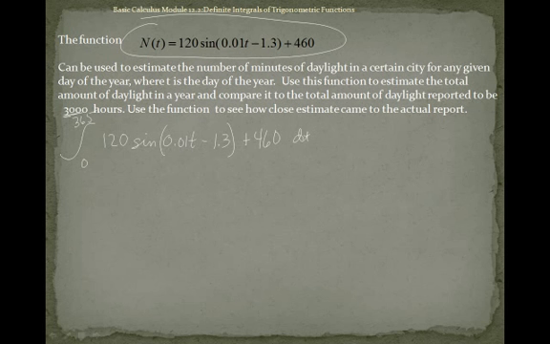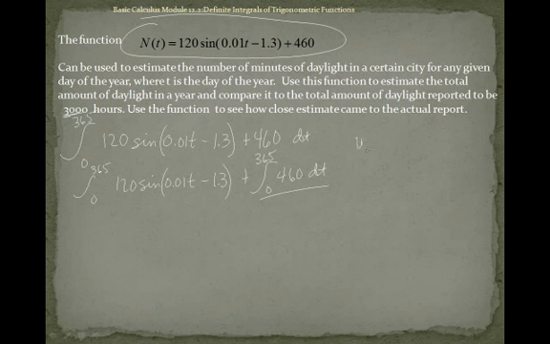So again, we're going to write this as two parts. We're going to write this one as the integral from 0 to 365 of the 120 sine 0.01t minus 1.3 plus the integral from 0 to 365 of 460 dt. Okay, this is going to be easy enough because the second one is very easy. We're going to end up with 460t when we take the integral of that one. But let's take a look at this first one for a second.